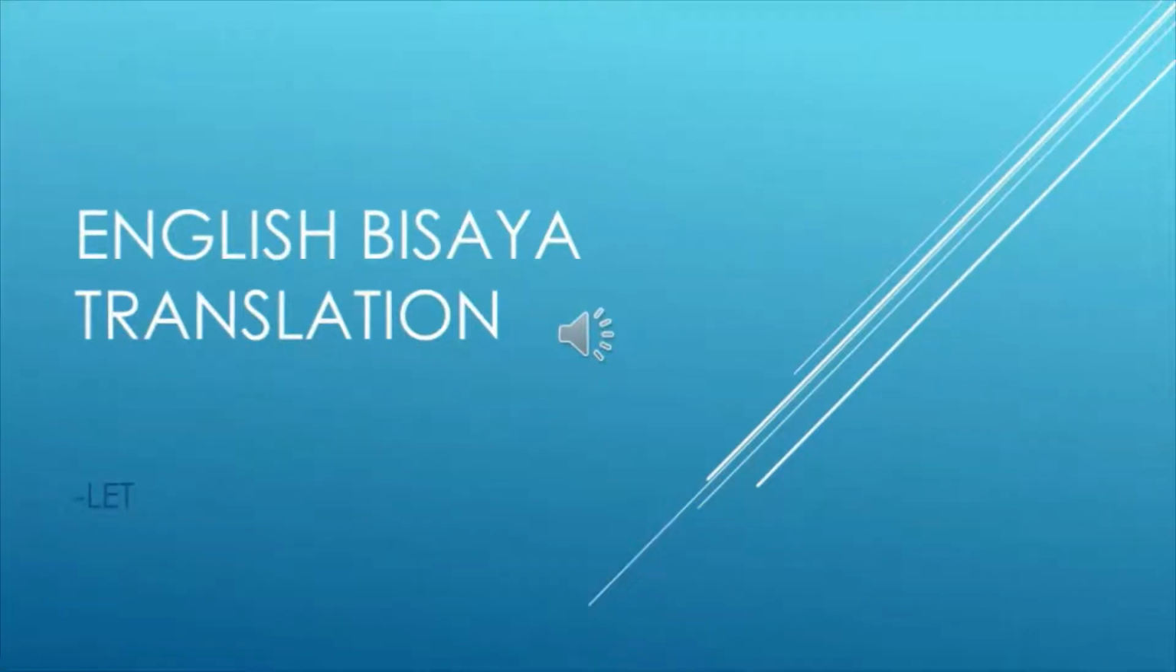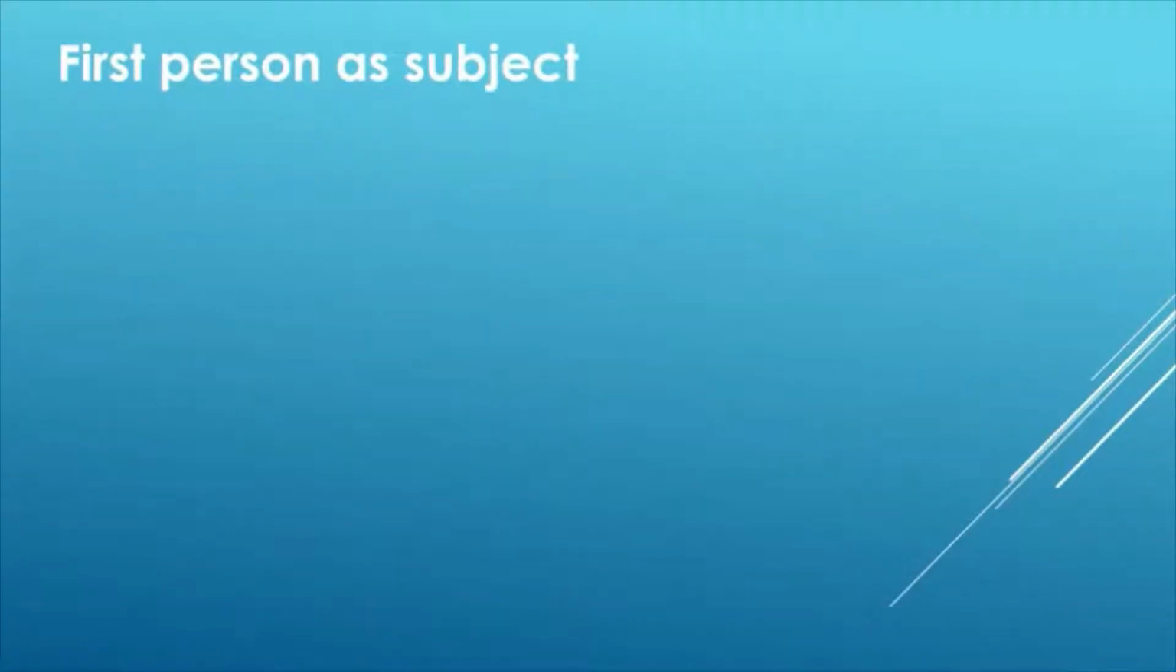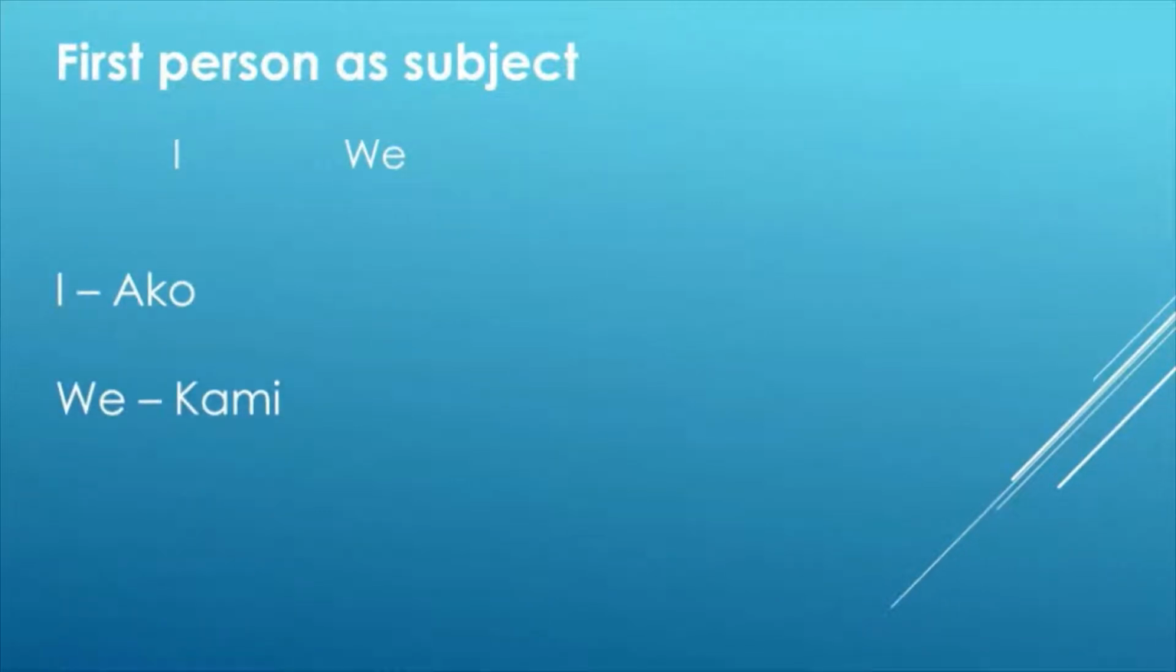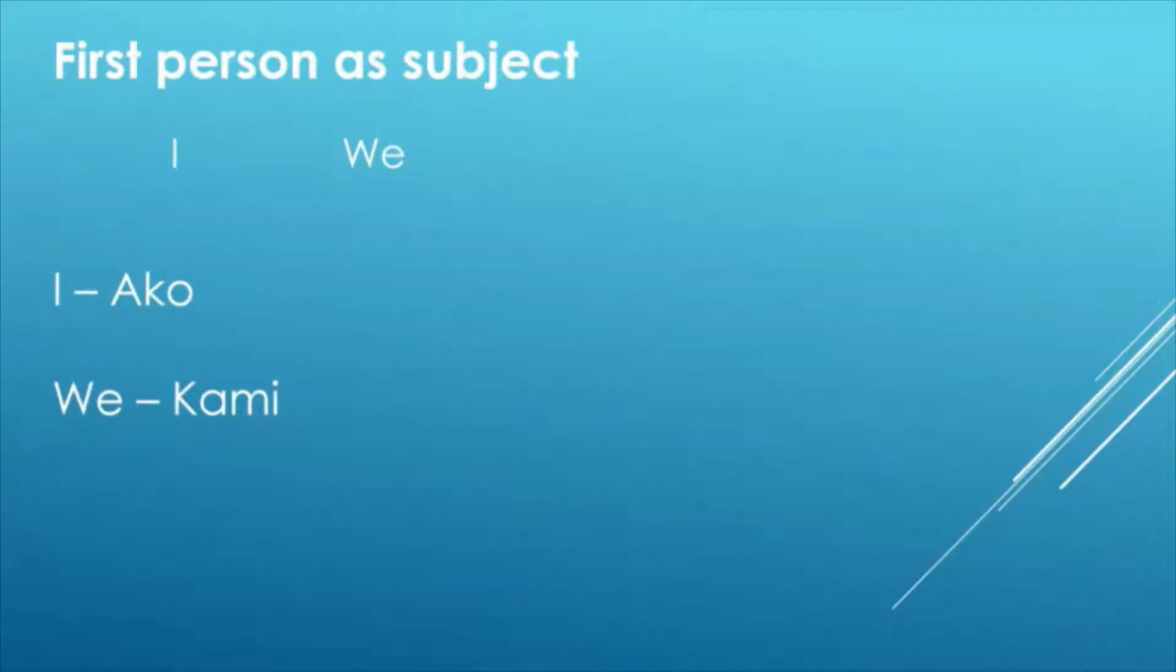English to Bisaya translation. First, we will tackle the translation of some basic words to create a simple present tense. Starting with the translation of the first person as a subject, which is I and we. I is ako in Bisaya and we is kami. Please be reminded that most of the words as a subject will change depending on the sentence we are making. Keep on watching because we will discuss it in this video.